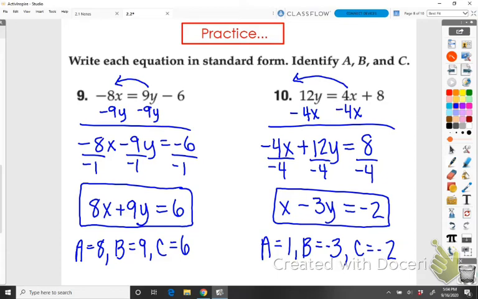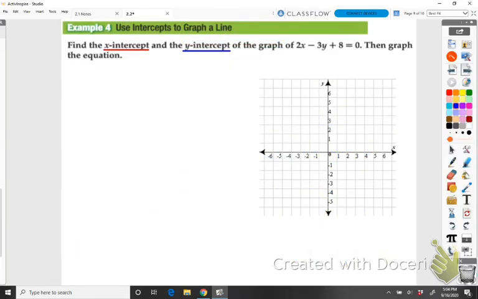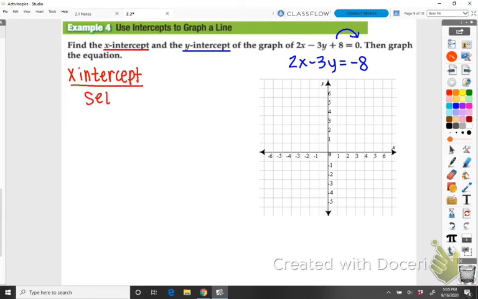And the last concept is using intercepts to graph a line. So we're going to find the x-intercept and the y-intercept and then graph the equation. So the first thing I want to do is move the 8 to the opposite side. So this is going to be 2x minus 3y equals negative 8. So graphing by intercepts is helpful when it's in standard form. To find the x-intercept, and this is what it's going to ask you in the Delta Math questions, you're going to set y equal to 0 and solve for x.